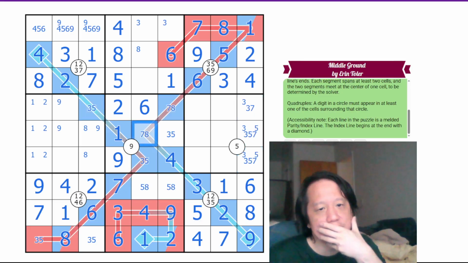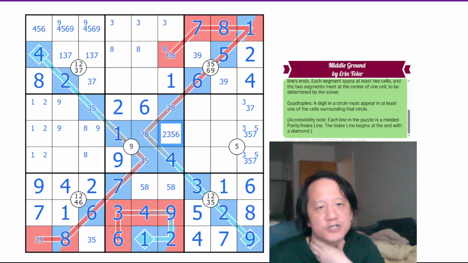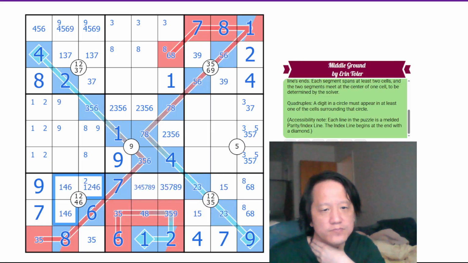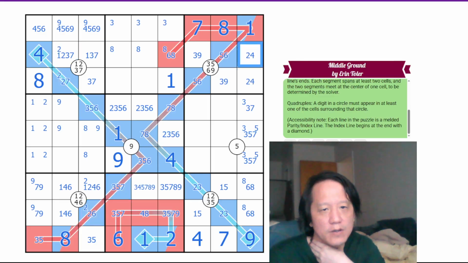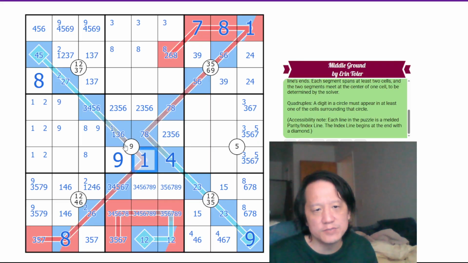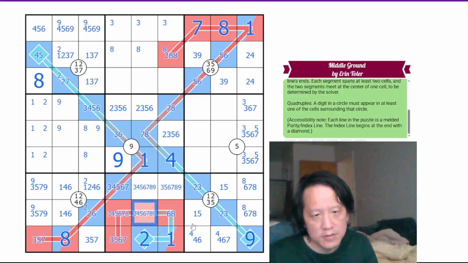Okay. Let's look. I guess let's look for another contradiction, which would be the other way around. So I guess then we would do this being 1. If this is 1, that means this has to be 2. This is 1. This has to be even, odd, even, odd.